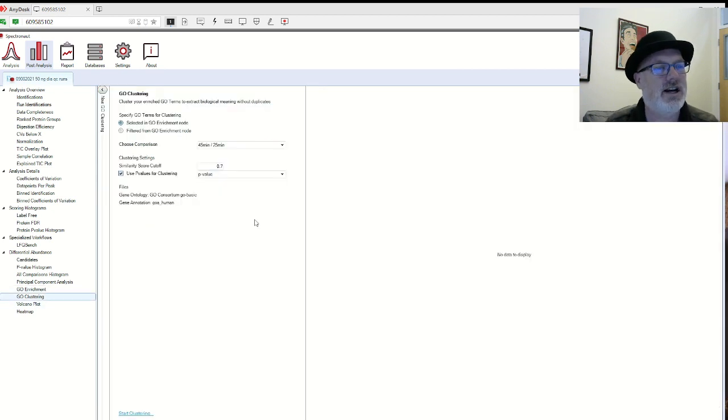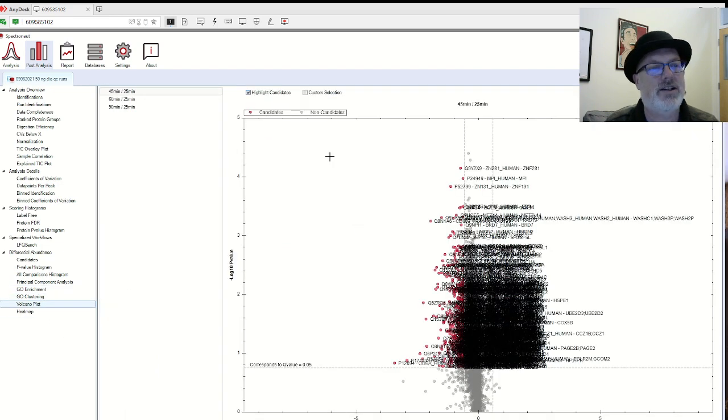Okay, so I don't understand gene ontology clustering yet. Maybe if someone figures it out, you can hit start clustering, and it will do something. I think it clusters the data from this together, but I'm not exactly sure. Volcano plots are useful.